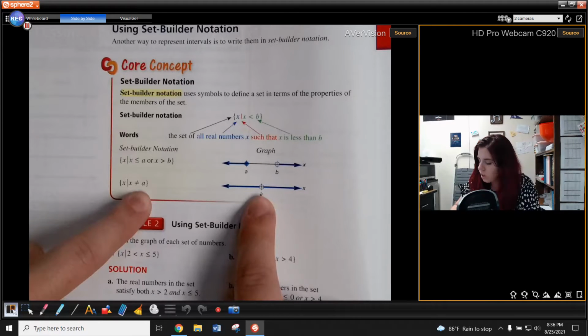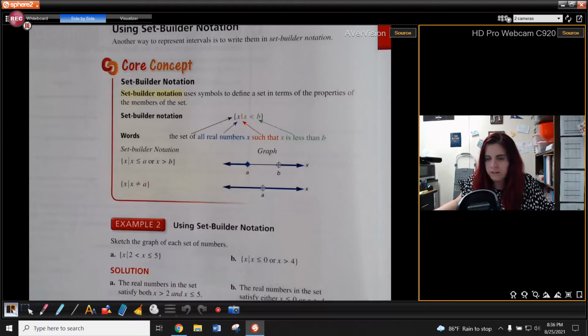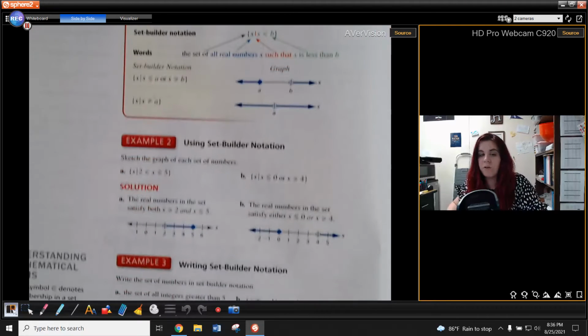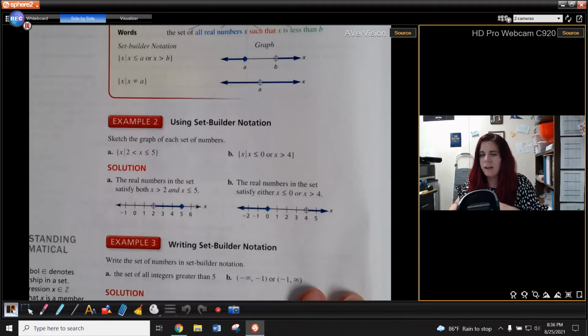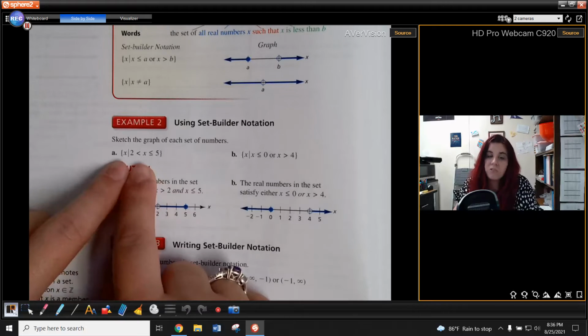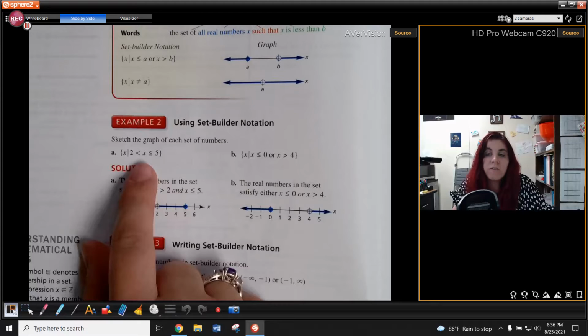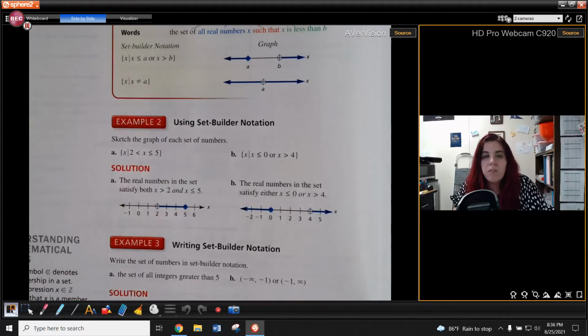Okay? So we're going to go through some examples. Set builder notation is really quick and concise, but you will see a lot of different ways that it can appear, and so we need to make sure we can interpret that when we see it. So we're going to look here at these examples that are already done for us, and then we'll do our own. Part A right here, they said to sketch the graph of each set of numbers, and that's one of the things that you need to get used to at first, being able to visualize what they're talking about.